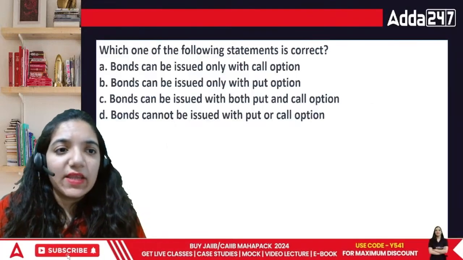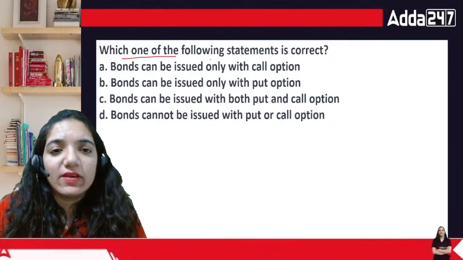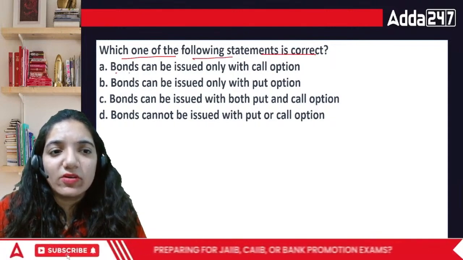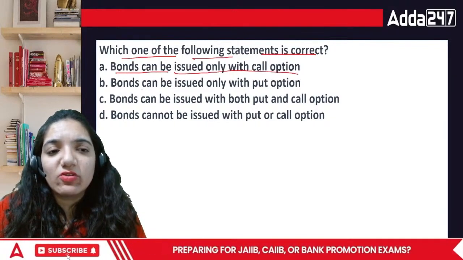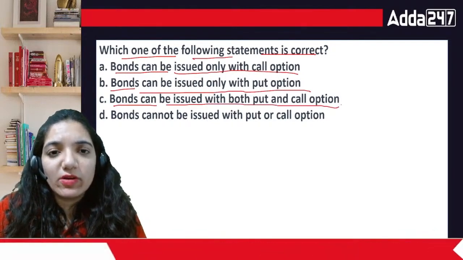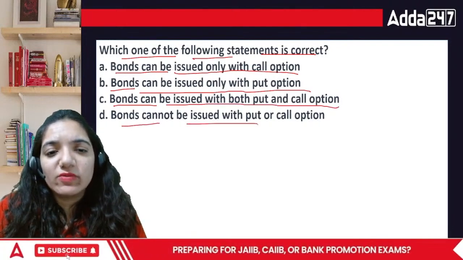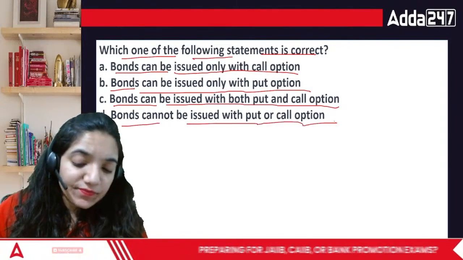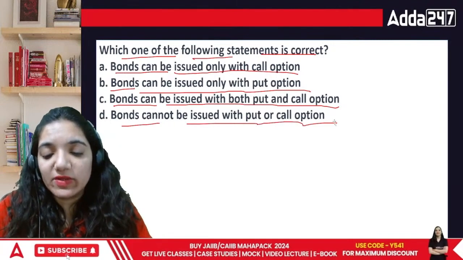The next point. Which one of the following statements is correct? Bonds can be issued only with call option. Bonds can be issued only with put option. Bonds can be issued with both call and put option. Bonds cannot be issued with put or call options. What do you mean by put and call options, everyone?